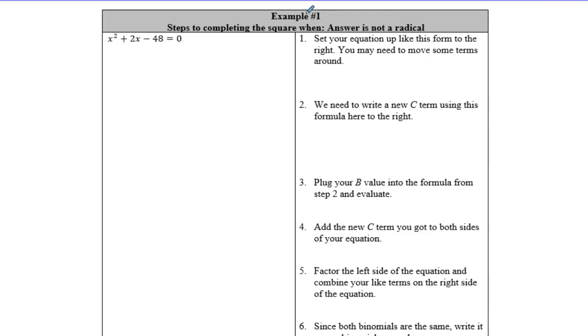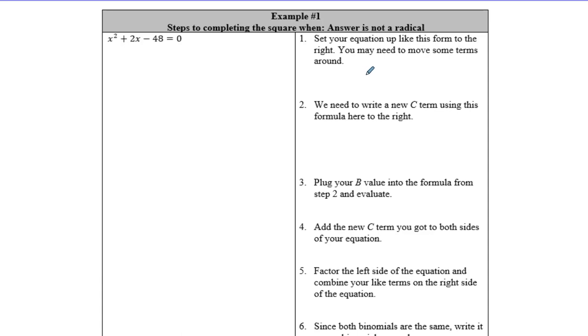For our first example, I want you to take note of what this says up top. These are the steps to completing the square when your answer is not a radical. This means you're going to end up with some kind of whole number or maybe a fraction, but it is not going to have a square root. So the first step says set your equation up like this form to the right.